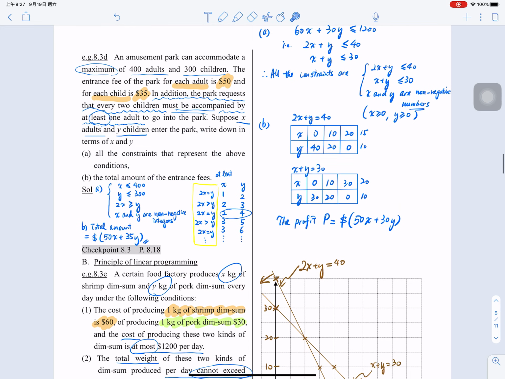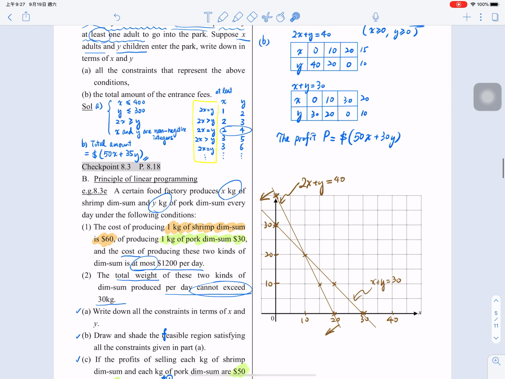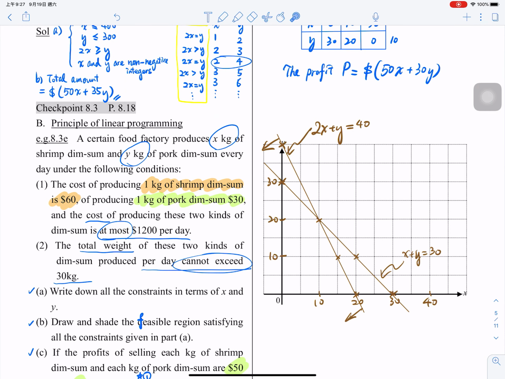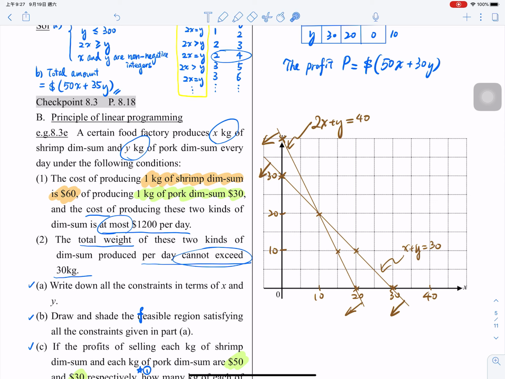Okay, how about x plus y smaller than 30? Also positive y, smaller than. So here, smaller than, lower half plane. Okay, still have two constraints. x and y are non-negative numbers, not integers. So x greater than or equal to 0, y greater than or equal to 0.